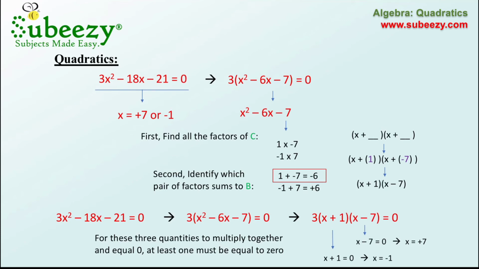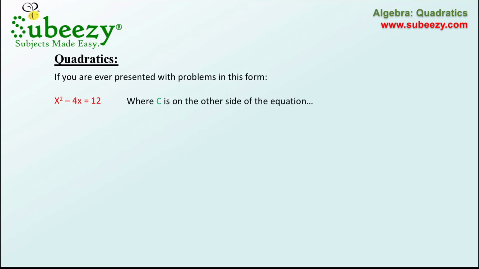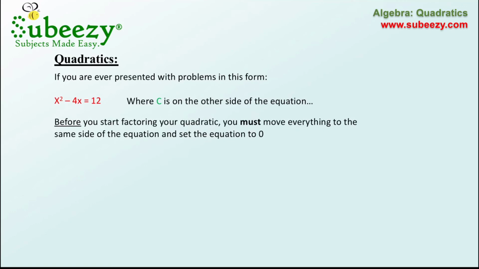to negative 1. If you notice, all of the quadratic equations that we have dealt with so far have been set equal to 0. If you are ever presented with problems in this form, x squared minus 4x is equal to 12, where c is on the other side of the equal sign, before you start factoring your quadratic, you must move everything to the same side of the equation and set the equation equal to 0. So we can subtract 12 from both sides, and we end up with x squared minus 4x minus 12 is equal to 0. And now you are ready to solve the quadratic.